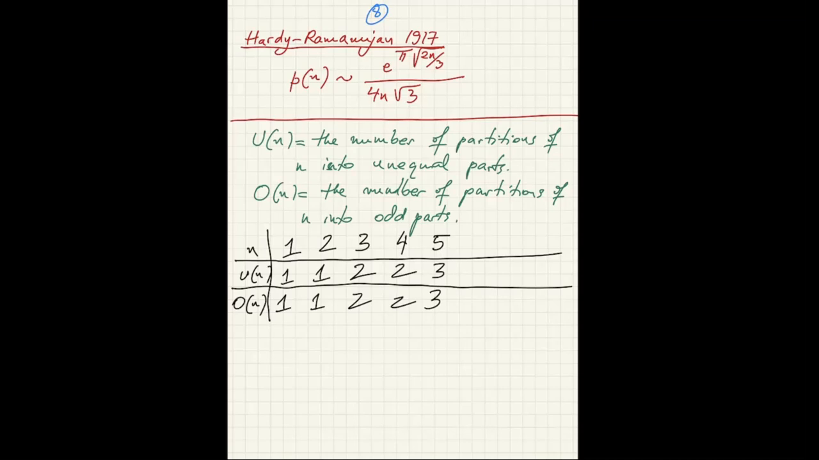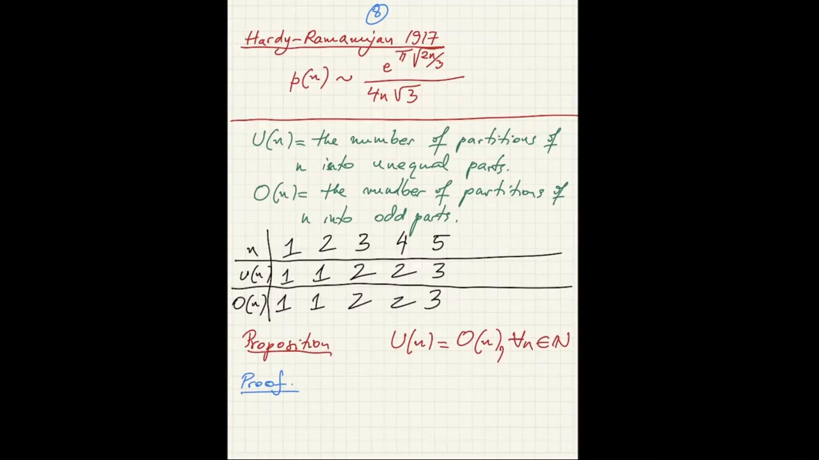Okay, so maybe we are onto something. So let's prove the following proposition, actually. That these two numbers are the same, un and on. The number of partitions of a natural number into unequal parts is the same as the number of partitions of that number into odd parts. So how do you prove that? Well, we'll show that their generating functions are the same.